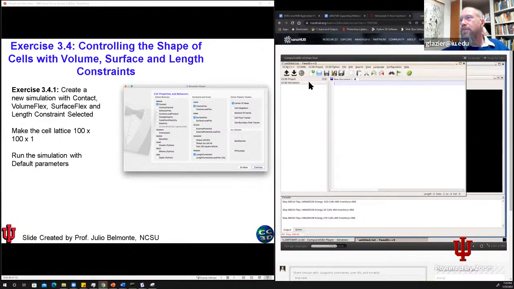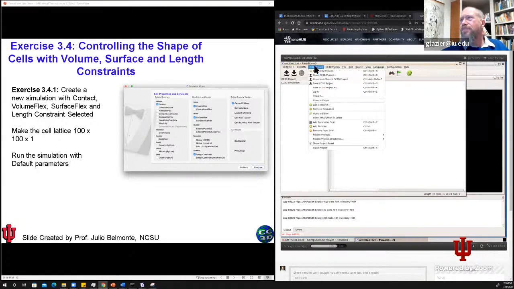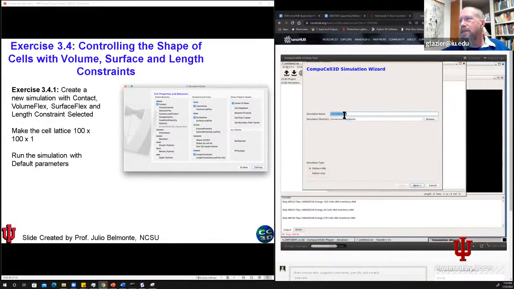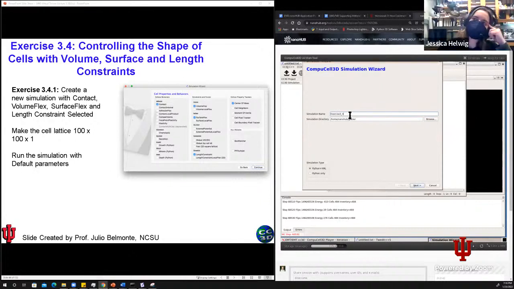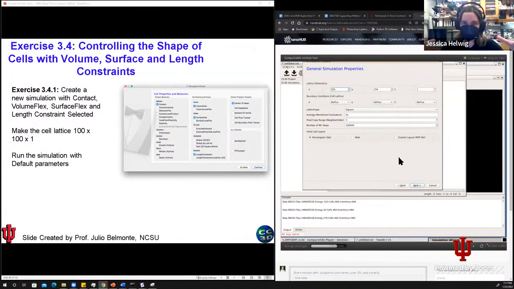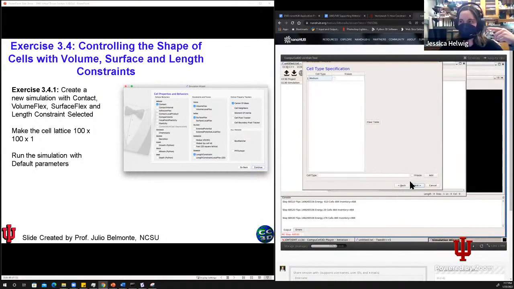Okay. So let me do it myself. This would be exercise 3.4. I have a quick question. I finished making it, and then I brought it up in CompuCell, and when I pressed start to play the simulation, I got a server disconnection. Does anybody know how to get around that? Because I've tried it twice to bring it back up, but it won't let me get back in.